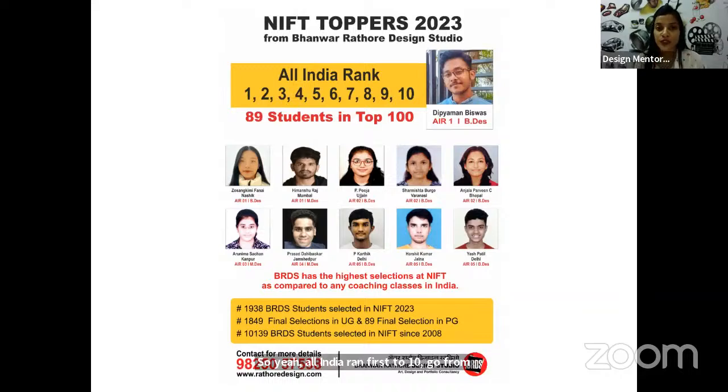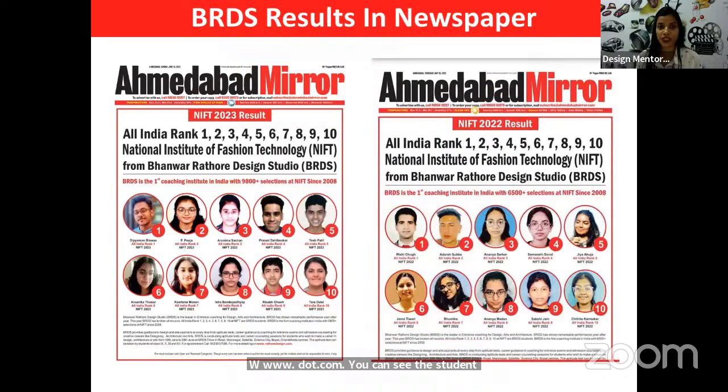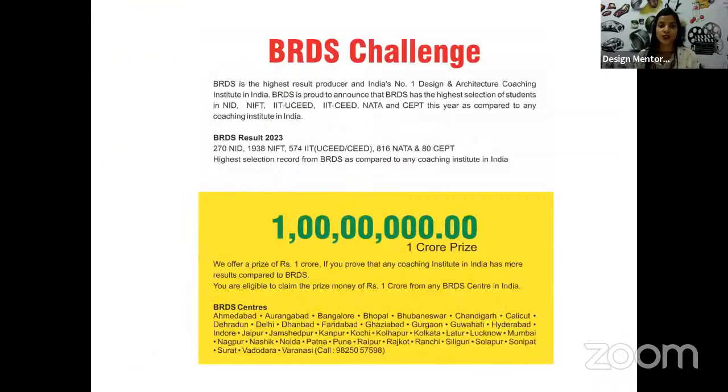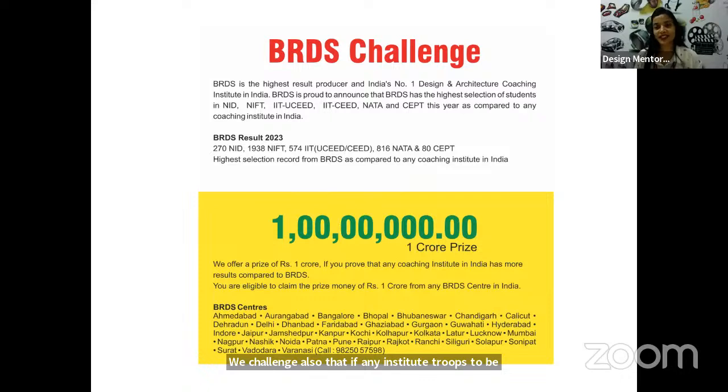This information is also available on our website. You can see the student names, their photographs, their ranks, and every piece of information over there. Every year, we publish our results in newspapers, Ahmedabad Mirror and Education Times, in Ahmedabad, Mumbai, Pune, everywhere, to authenticate that yes, you get the highest results here because of the faculties and the mentors. We also challenge that if any institute proves to be better in terms of results, you can claim a cash prize of 1 crore. So this is the prize challenge as well.